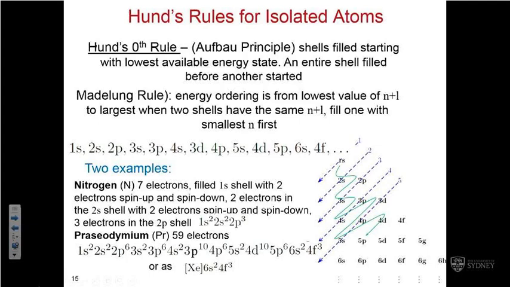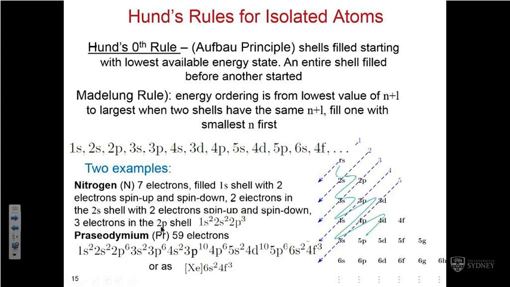Well, Hund's first rule says that we start filling the shells with the lowest available energy state. That is number 1, and that's the strongest bound electron to the nucleus. So we start filling the states from the lowest one, number 1. This is a sketch of how you can think about filling the shells. So let's do an example.